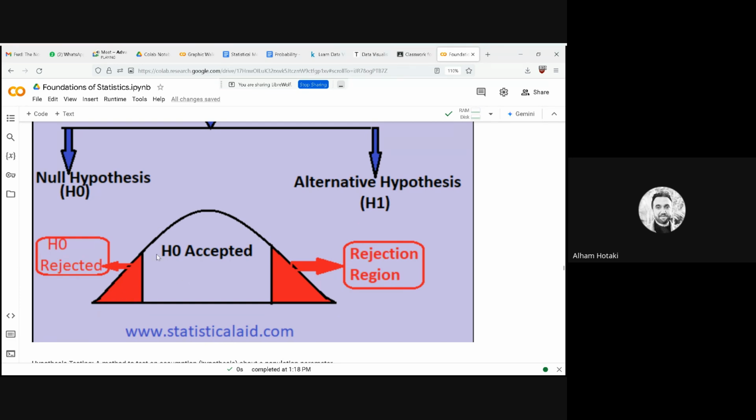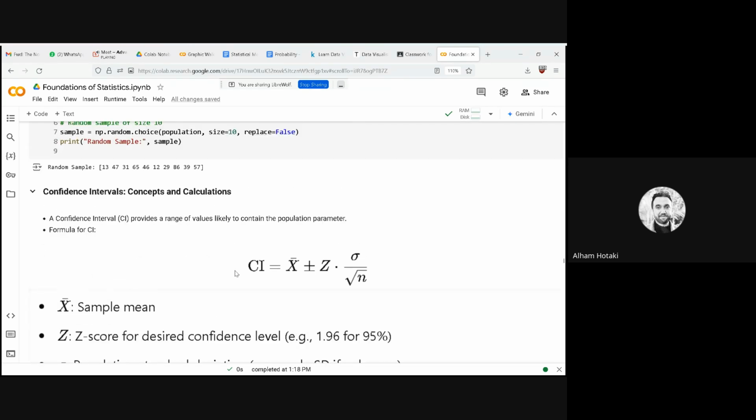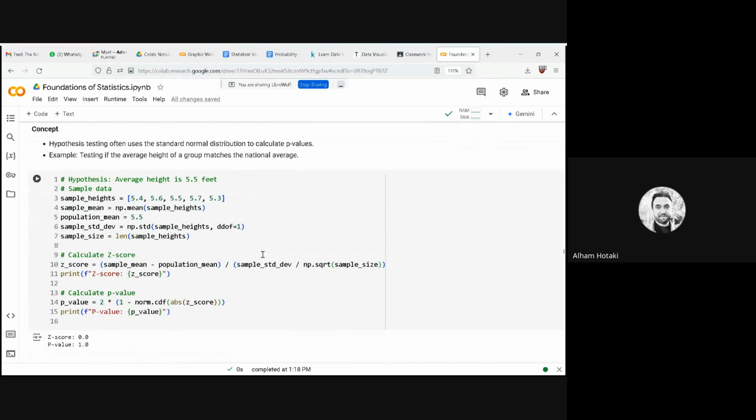Look at this. This is the normal distribution. And this is the area where H0 is accepted, so this null hypothesis is accepted. This is the area where H0 is rejected. So the rejection region is where the alternative hypothesis is actually accepted. And z-score is playing a key role in that.